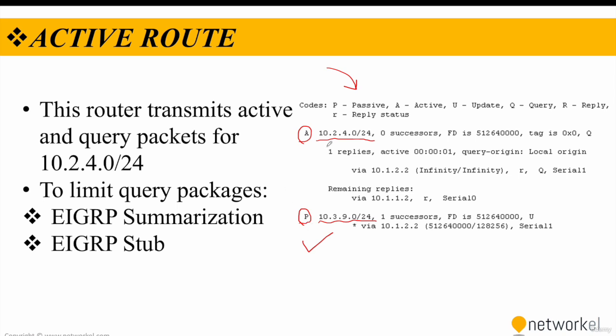On the other hand, for the 10.2.40.0 network, we have some problem, because this router is in the active state for that particular network, which means this router has lost connectivity to the 10.2.40.0 network, and there is something bad going on with this network connectivity.